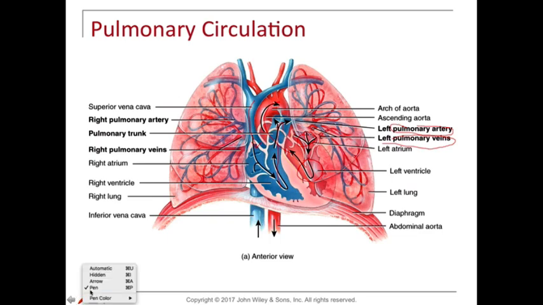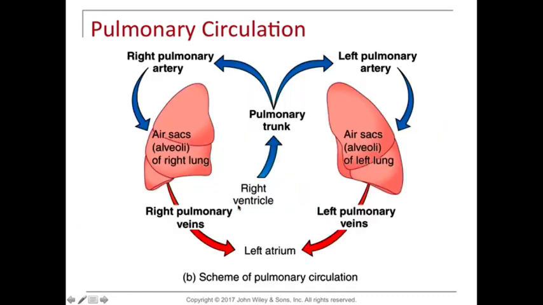Just FYI, if you look down, here's the diaphragm. Here's your inferior vena cava. So breathing and respiration is so important. It creates a pump on the IVC. When you inhale, remember the diaphragm moves down. When you exhale, it pushes back up. That within itself is a pump.